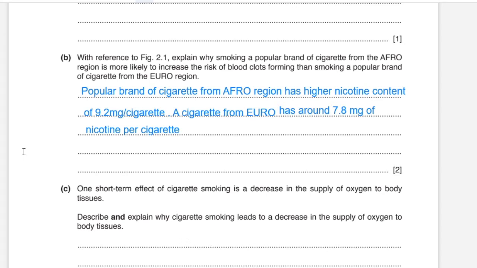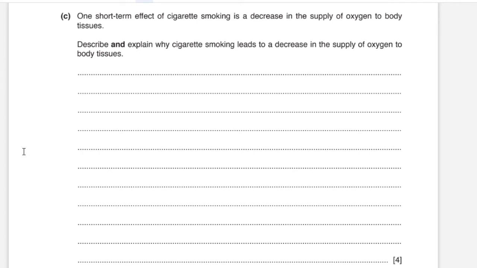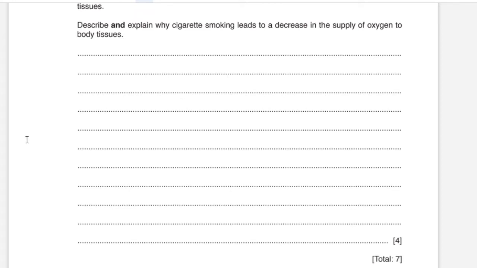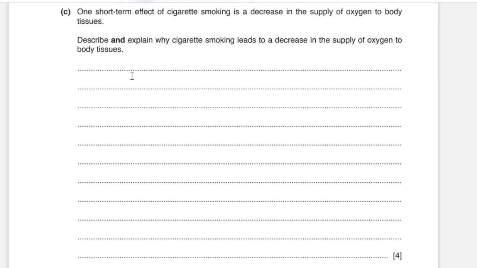C. One short-term effect of cigarette smoking is a decrease in the supply of oxygen to body tissues. Describe and explain why cigarette smoking leads to a decrease in supply of oxygen to body tissues. Cigarette smoke contains carbon monoxide, which binds irreversibly with hemoglobin, and so it prevents the binding of oxygen with hemoglobin in the lungs, which decreases the percentage saturation of hemoglobin with oxygen, and therefore that means a lower amount of oxygen is unloaded at respiring tissues, and therefore their supply of oxygen is decreased.